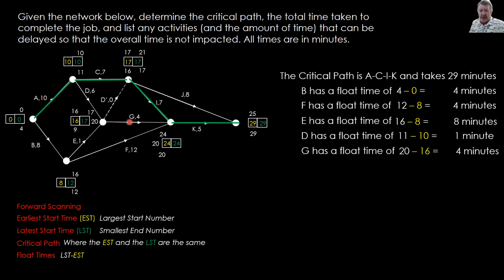What's missing? We've done B, F, E, D, G. Yeah, it must be J. J is the one that's left. Okay, remember, J starts up here. It was our top one. 21, take away the 17. So 21 take away 17 gives us 4 minutes of float time.